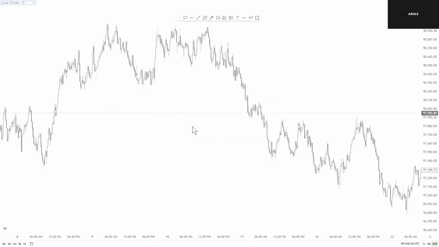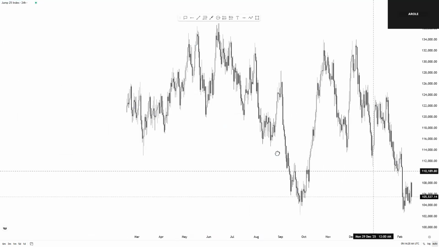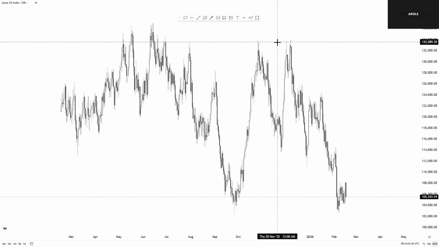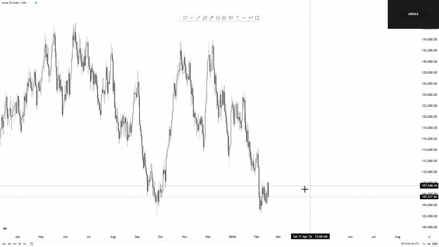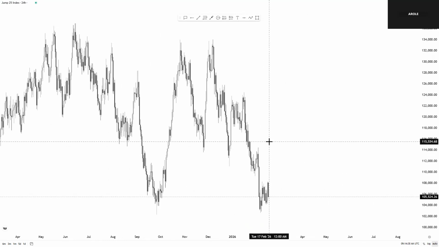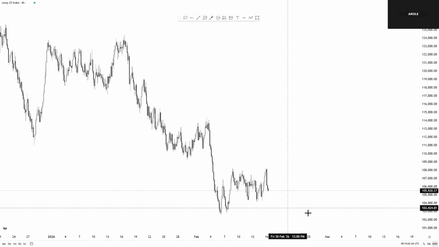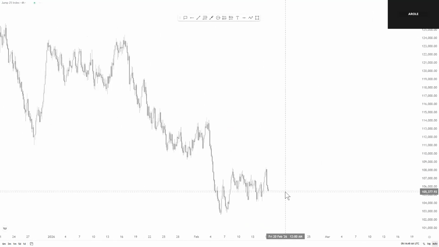J25. Let's check this. We don't have much time left. So what do we have on J25? Okay, J25 is overall bearish. We all know that it is overall bearish. It is selling from a particular zone here. So we are bearish for now on J25. Market has been selling. Do we have a point for continuation?